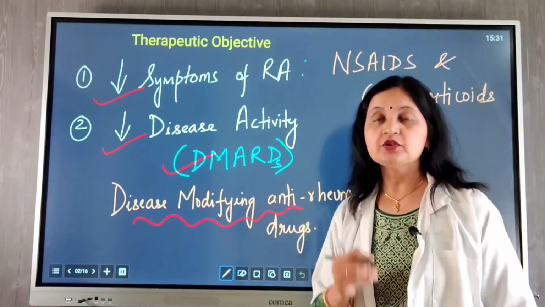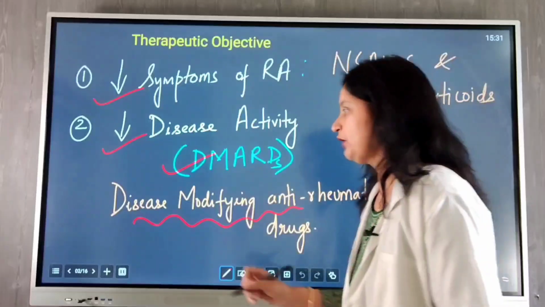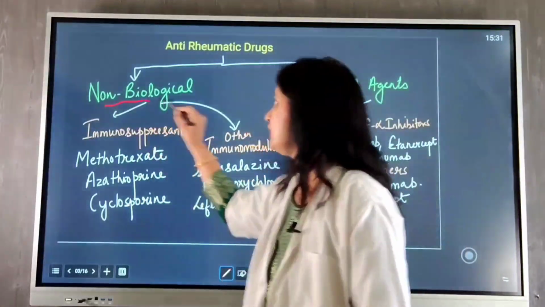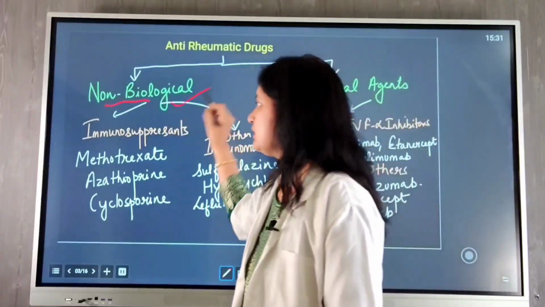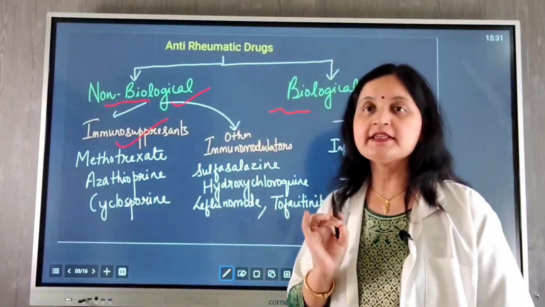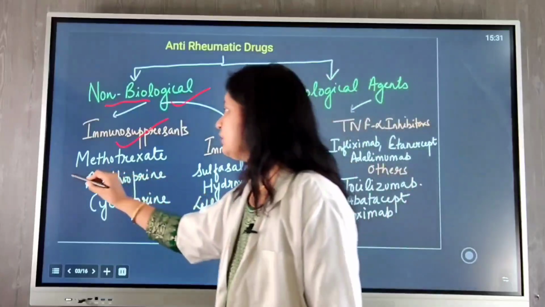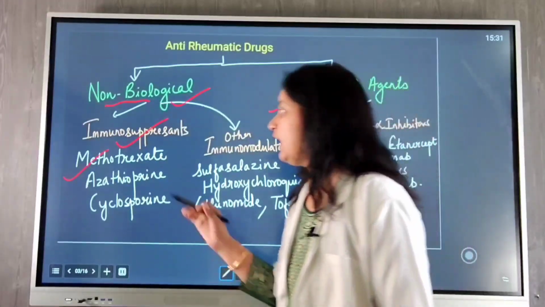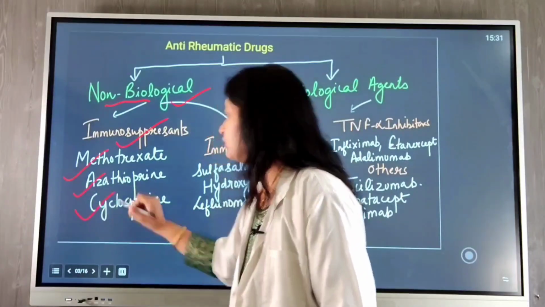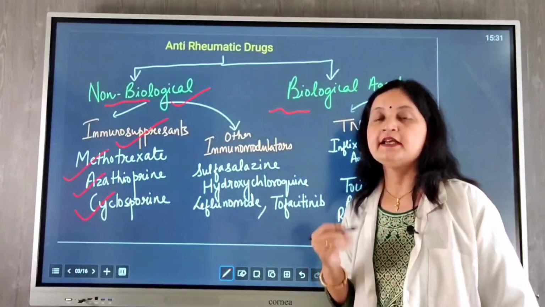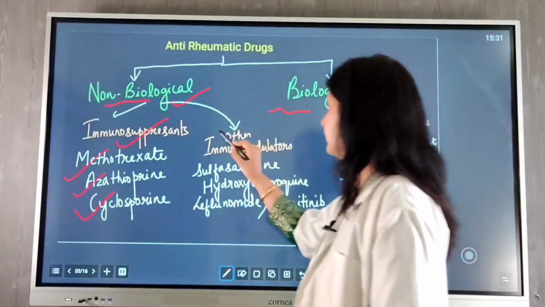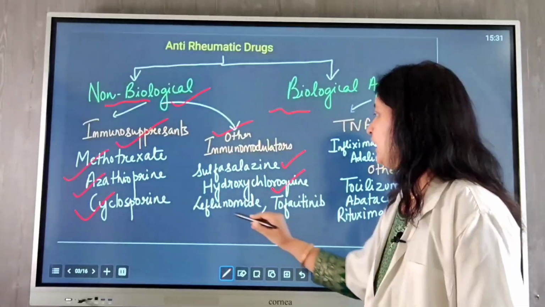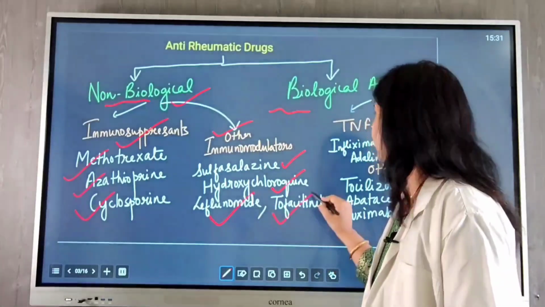Coming to the classification of drugs that are used in rheumatoid arthritis, these drugs can be categorized as non-biologicals and biologicals. In non-biologicals, we have immunosuppressants which suppress the immune response, and these drugs include methotrexate, which is the drug of choice for the treatment of this disease, and other drugs are azathioprine and cyclosporine. These are also immunosuppressants that suppress the immune response. Other immunomodulators are sulfasalazine, hydroxychloroquine, leflunomide and tofacitinib.